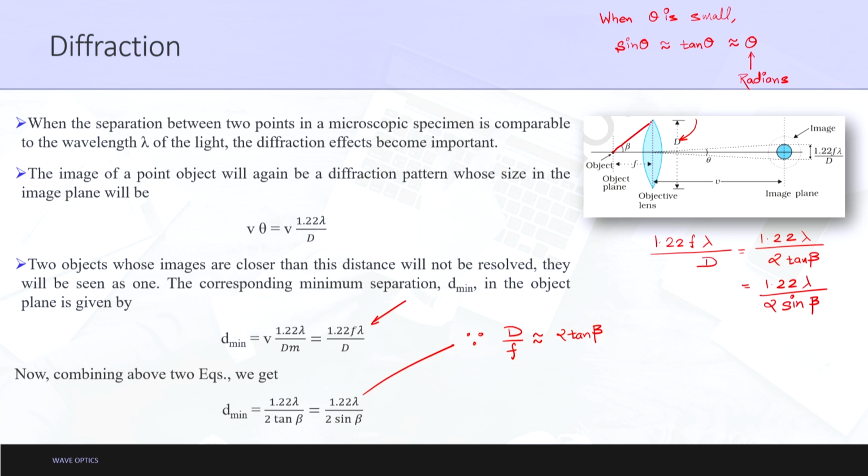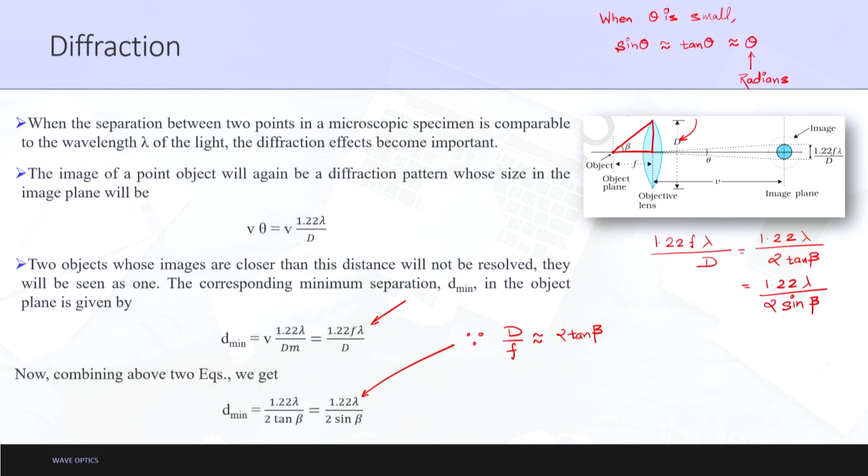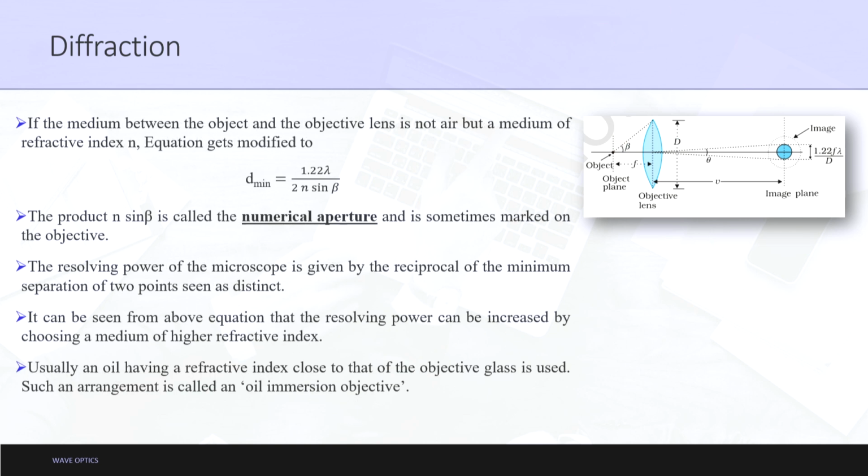Let me denote the triangle also here. So this is the triangle on which tan beta was being applied. Okay. So this was explained in the previous lecture only. So after this we understood a concept called numerical aperture. So what is numerical aperture?